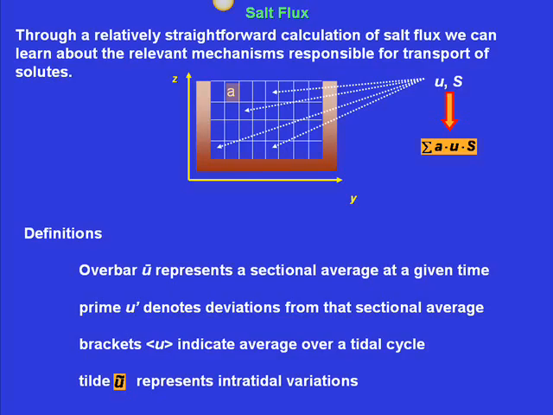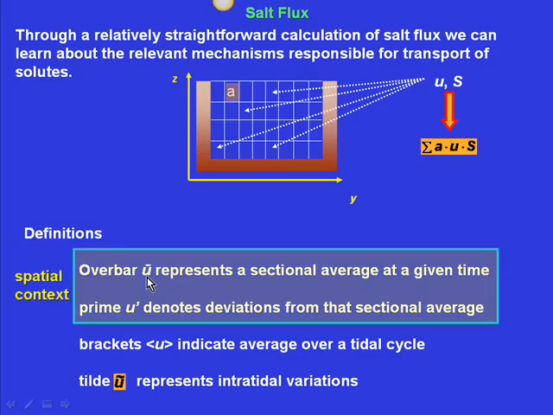And one is, first we're going to use a spatial approach, and then a spatial and temporal approach to calculate salt fluxes. So in order to do that, we're going to use some definitions here as represented here. Whenever we use an overbar in today's class, an overbar will represent a sectional average at any given time. So at a particular time, an overbar will represent the sectional mean, and a prime will denote the deviations from that sectional mean. Okay, so the overbar and the prime have a spatial context.